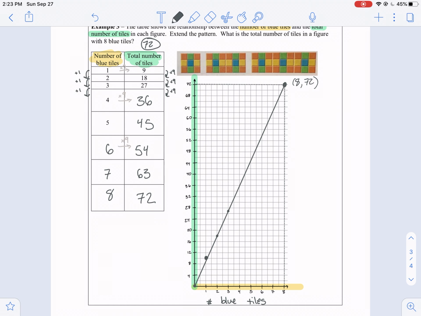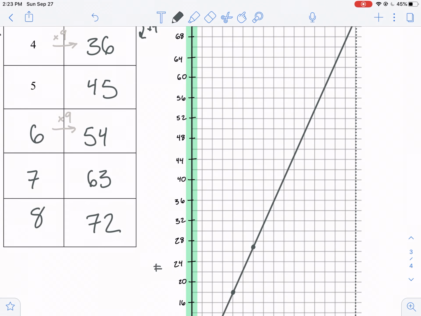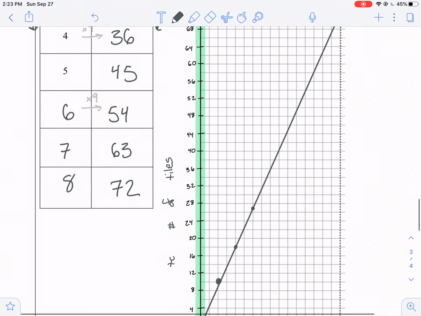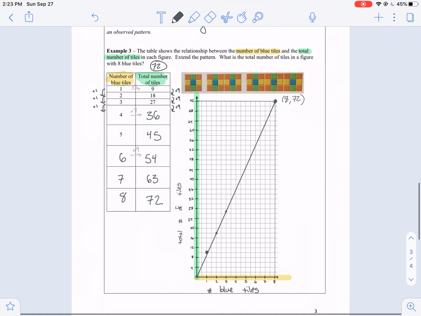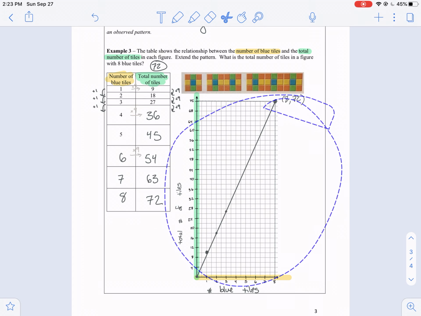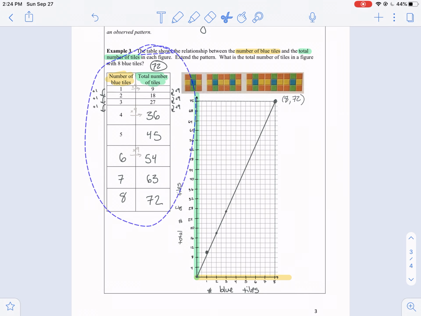Oh, we never labeled this axis. This is number of tiles in total. That's kind of wordy. How about total number of tiles? There we go. So there you have it. We represented the relationship between the number of blue tiles and the total number of tiles here in a graph, but also here in a table.